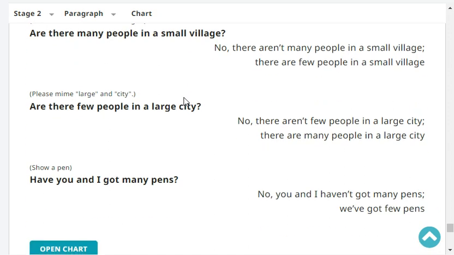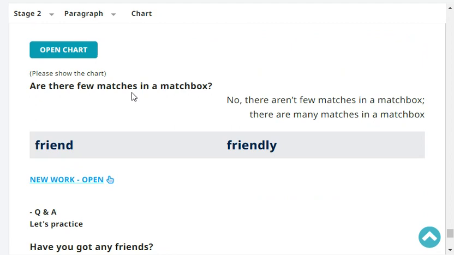Very good. Have you and I got many pens? No. You and I haven't got many pens. We've got few pens. Very good. Are there few matches in a matchbox? No, there aren't few matches in a matchbox. There are many matches in a matchbox.